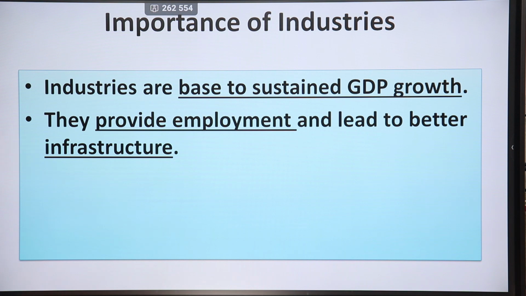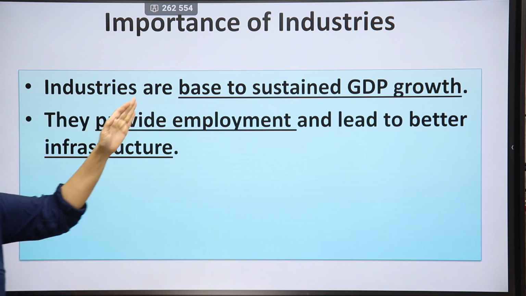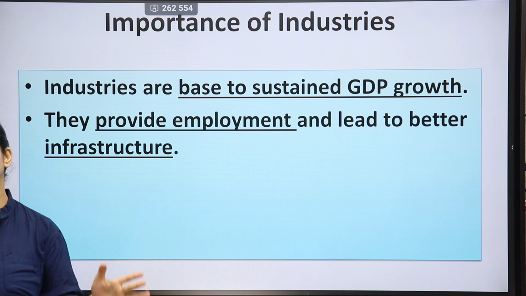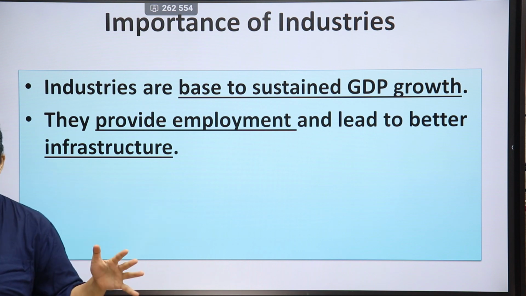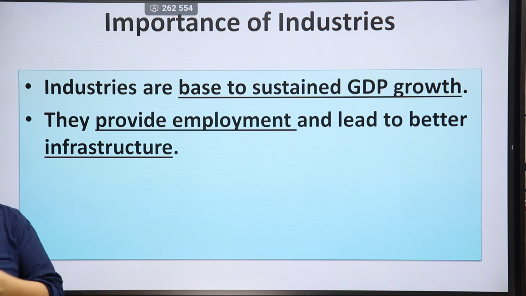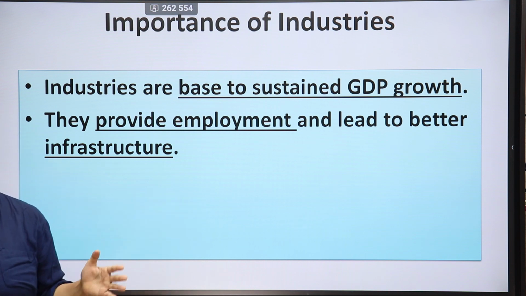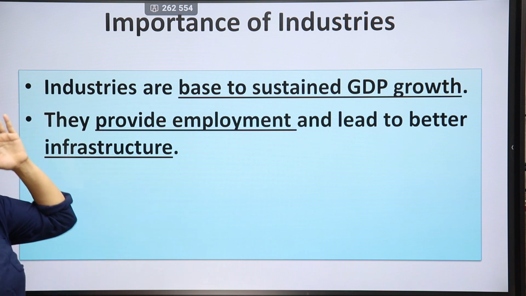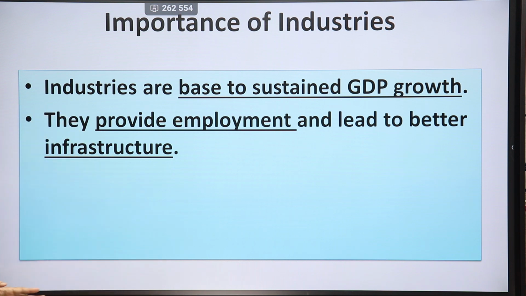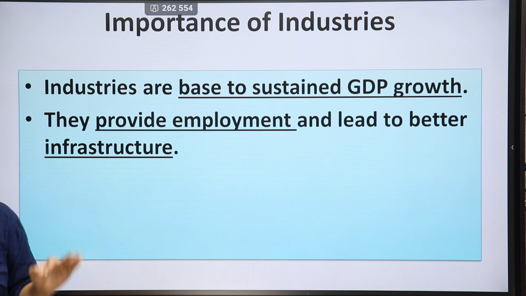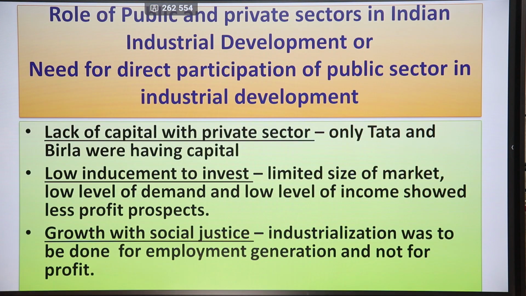Importance of industries. Now, we will discuss the industrial sector. Industries are the base for sustained GDP growth. Why? Because see, agriculture is one thing, you are producing food grains, but you need heavy machines, you need bigger industries to produce all the commodities that we buy and sell in markets and earn profit through international trade. We need a good amount of industries, and we need a huge industrial base for the development of the nation. They provide employment and lead to better infrastructure. It is only with the help of industries that infrastructure can be built. So they are very good for nation building.